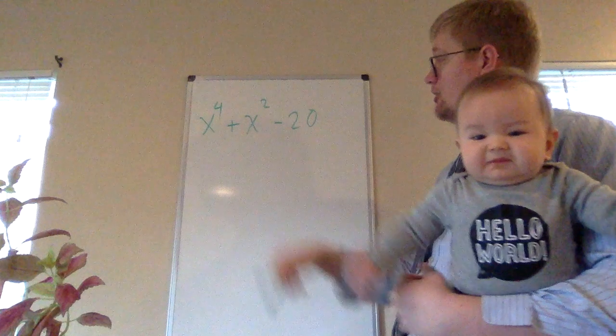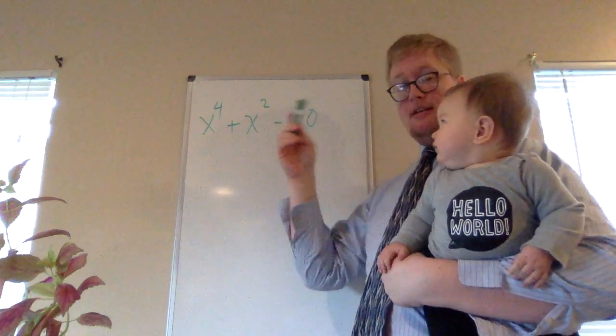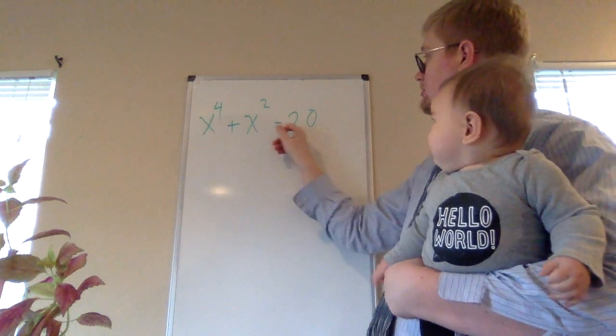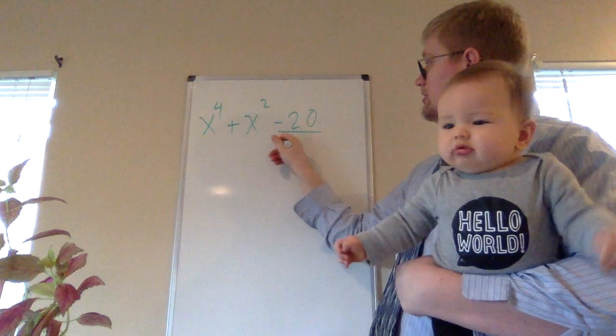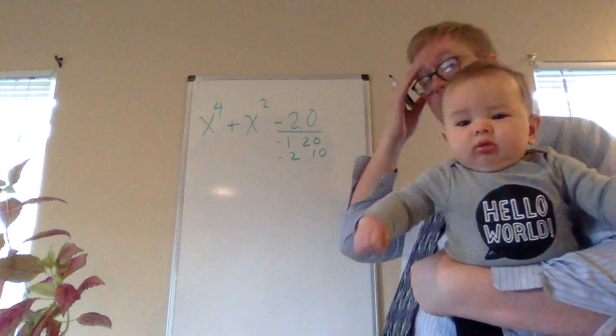So if we were going to use the AC method in this case, I would look for the factors of a times c, which is negative 20, and look for the ones that add together to positive 1. So I'm going to have negative 1, positive 20, negative 2, positive 10.